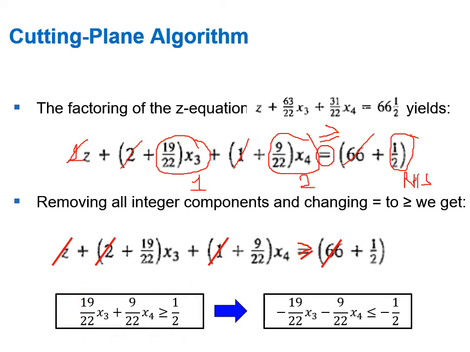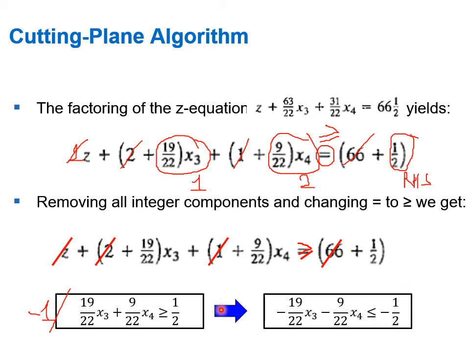And this is totally correct, but instead of representing the cut as a greater than or equal to constraint, we want to represent it as a less than or equal to constraint. And for that purpose, we multiply this constraint by -1. Okay, and then what do we have? We have minus 19 over 22 x3 minus 9 over 22 x4 less than or equal to -1 over 2.